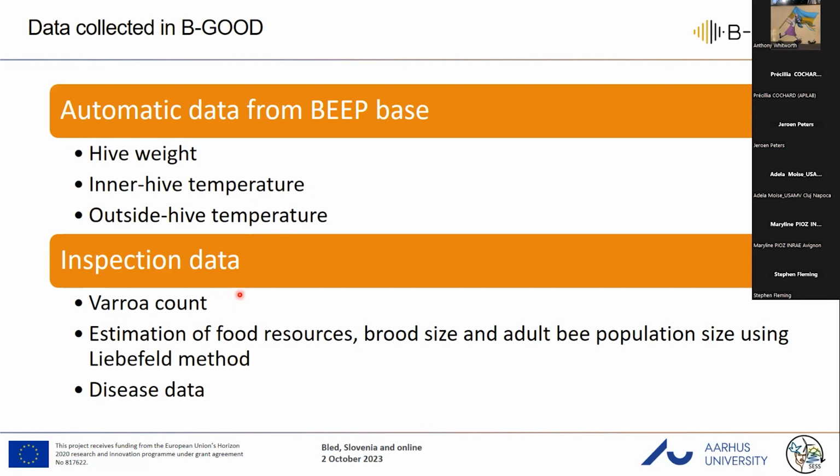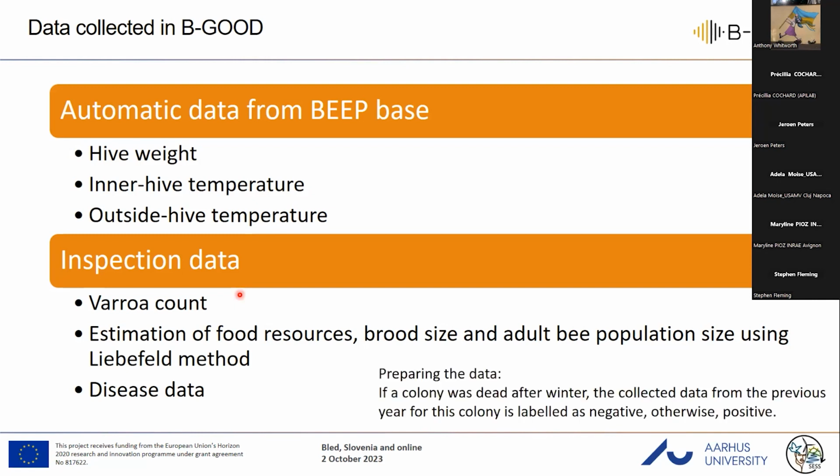So now we have the data. We need to prepare the data for our specific purpose. So we need to label this. First, we need to label this data as positive or negative for the classification model. So here is how we label the data. If a colony was dead after winter, the data collected from the previous year for this colony is labeled as negative. Otherwise, if it survived, then we have positive data. So now we have labels for the data.